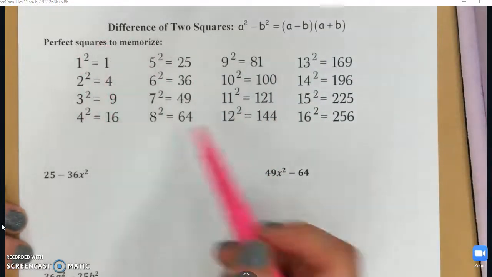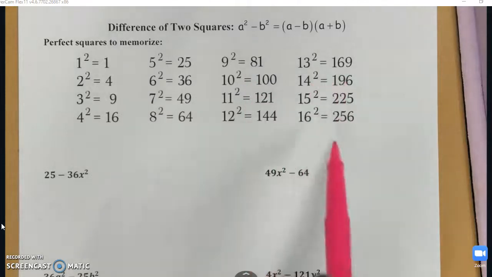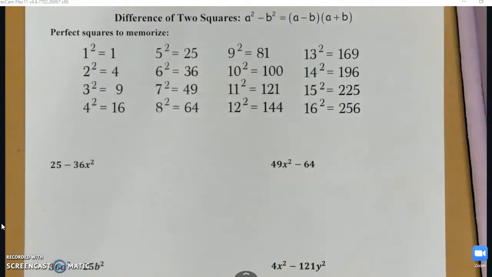So the best way to recognize if you have difference of squares is to start by memorizing your perfect squares. A lot of these you should already know, but some of the bigger ones, like past 12, might be new to you. So the key with this is recognizing that you have perfect squares to begin with. Then you identify your a and b terms, so the square root of your first term, the square root of your second term, and then you can factor.